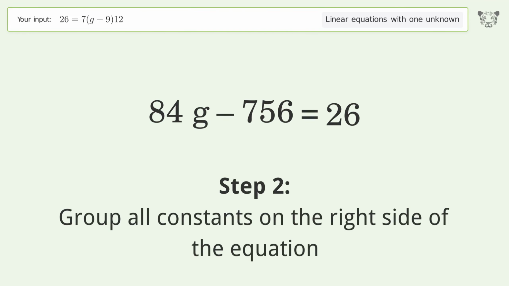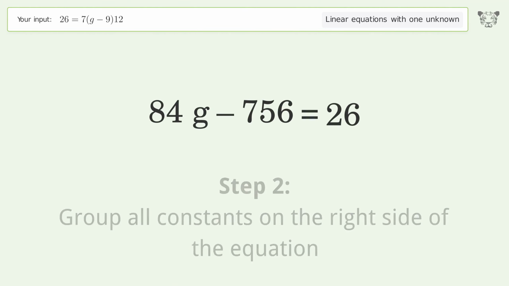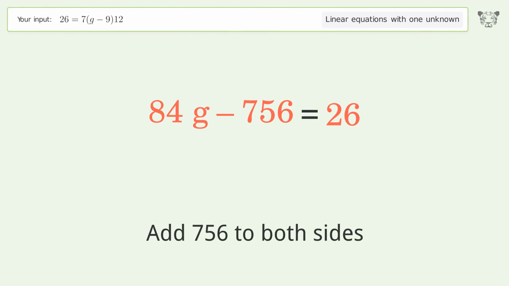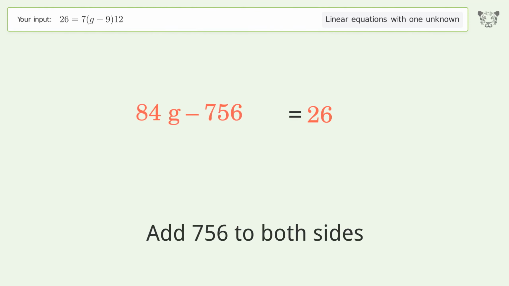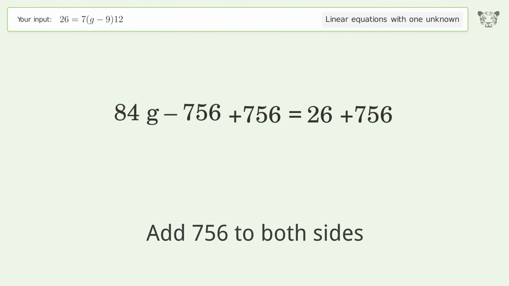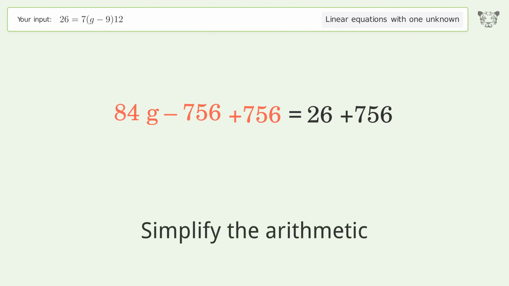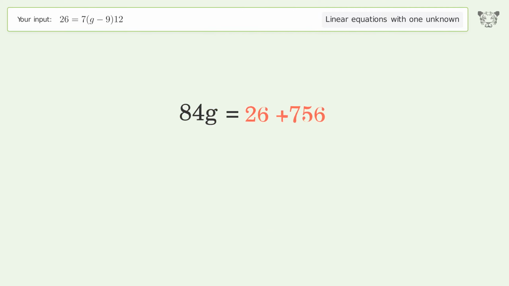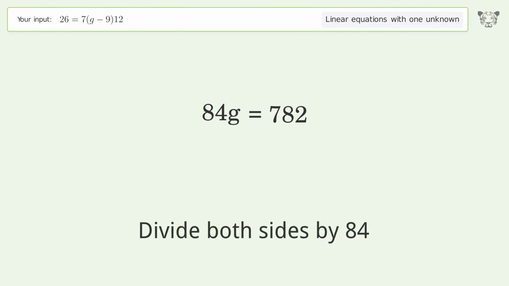Group all constants on the right side of the equation. Add 756 to both sides. Simplify the arithmetic. Isolate the g. Divide both sides by 84.